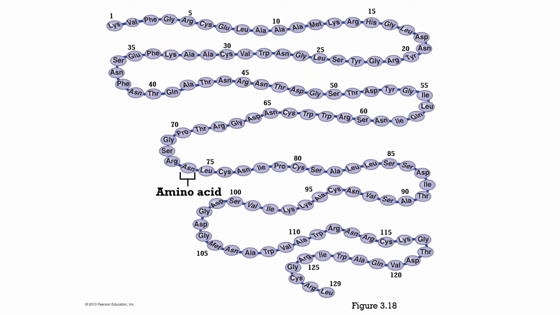So here is an example of a long polypeptide. So we have all the different amino acids strung together. So this again would be a polypeptide. It's not quite what we would call a protein yet.